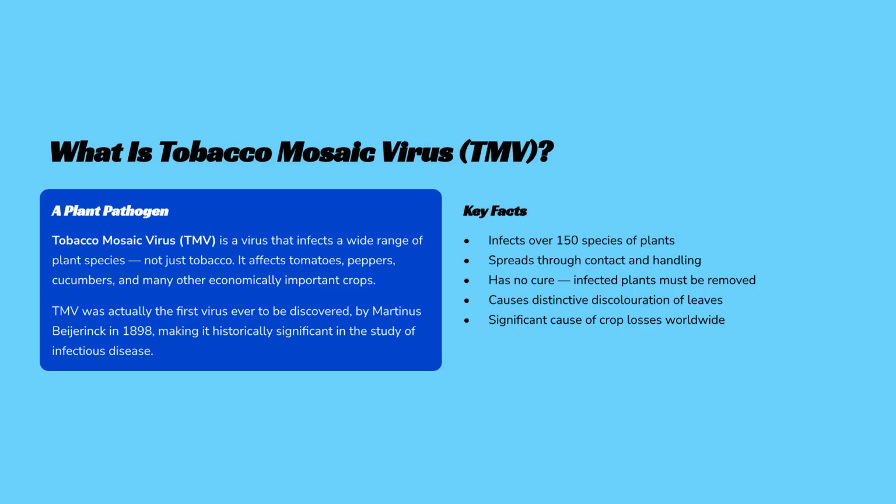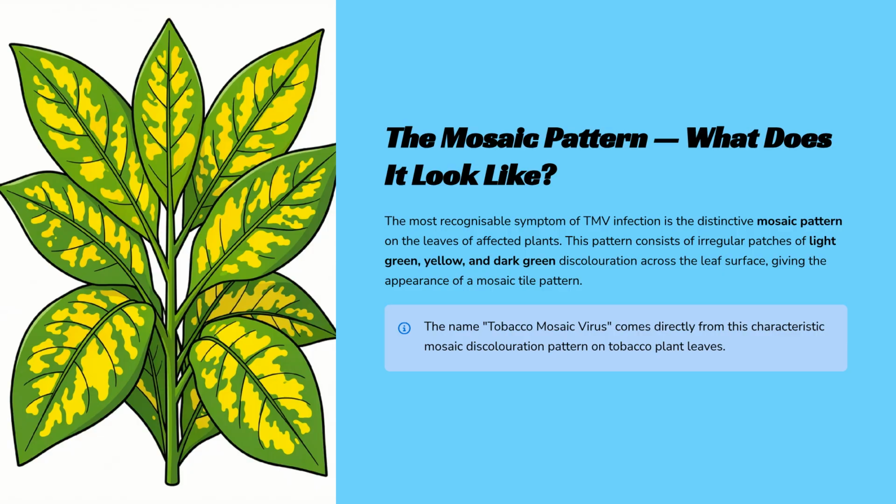Despite its name, it infects many species, including tomatoes and peppers. It was the first virus ever discovered in 1898. It has no cure, meaning prevention is vital. The most recognizable symptom of TMV is the mosaic pattern on leaves. It appears as irregular patches of light green, yellow, and dark green. This distinct appearance is how the virus got its name.